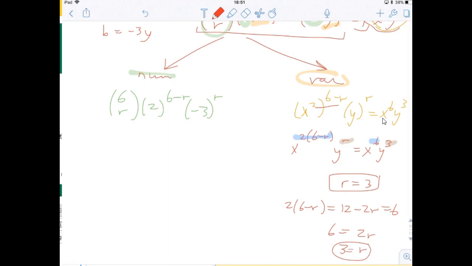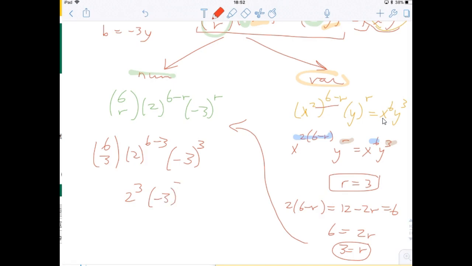Now that I know that r equals 3, I'm going to use the orange part of the equation to solve for the green part of the equation. Because actually what they always wanted to know is the coefficient, which is basically the green part of the equation. So now I'm going to put r equals 3 into the green part of the equation. That's going to be 6 chooses 3 times 2 to the 6 minus 3 times negative 3 to the third. So that's going to be 2 cubed times negative 3 cubed.